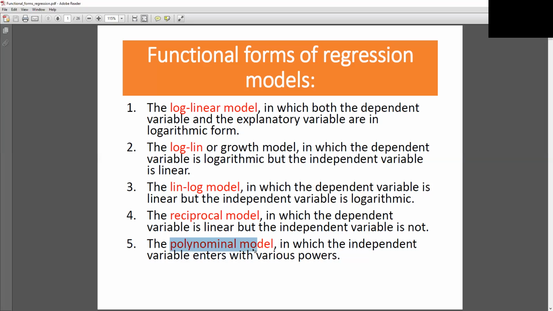So that is what is polynomial model. So all these are the basic models, which we can say as functional forms of regression models. Now, how to interpret it? We know about the interpretation of the linear model.